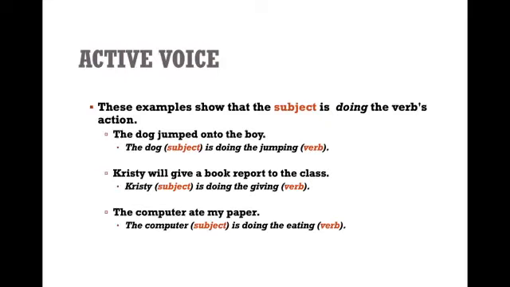The dog jumped onto the boy. The dog, being the subject, is the one doing the jumping, which is the verb. So the dog jumped. We have an active voice. Christy will give a book report to the class. Christy, who is the subject, is the one doing the giving, the verb. Christy will give a book report because she's actively doing it. That is active. The computer ate my paper. The computer, being the subject, is doing the eating, or the verb. The computer ate your paper. Because it's doing the action currently, it is an active voice.